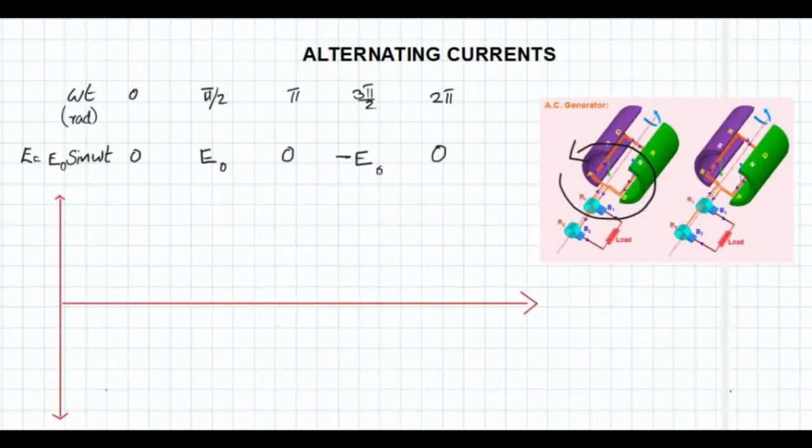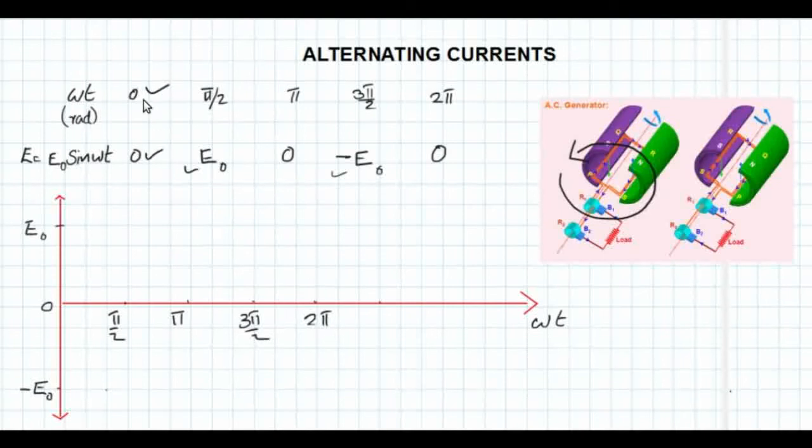Now we may represent it graphically. So here we are going to draw a graph, and here we mark the value of EMF E0. So this is plus E0. Below we can mark minus E0. Then along the x-axis we can mark different values of omega t. So first it is 0, then pi by 2, then pi, 3 pi by 2, 2 pi.